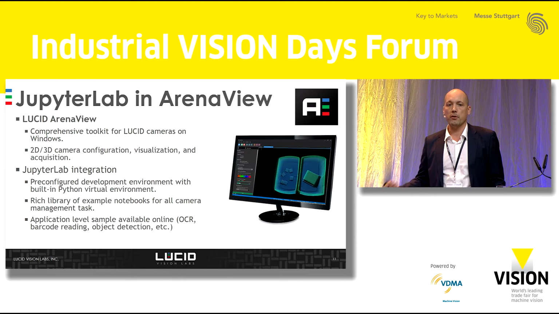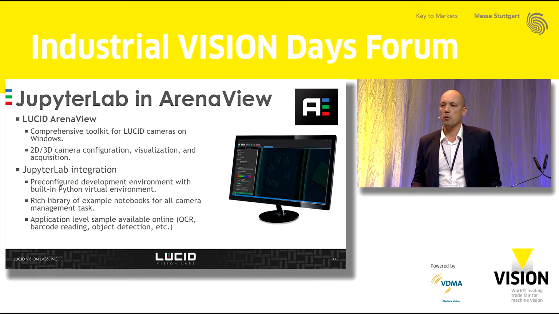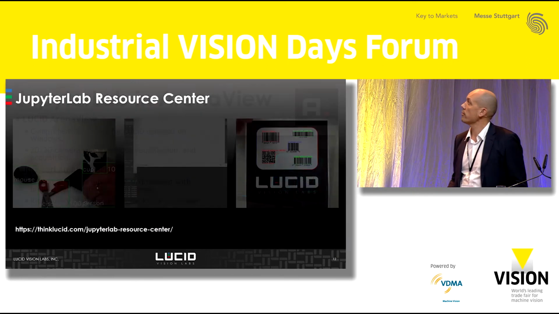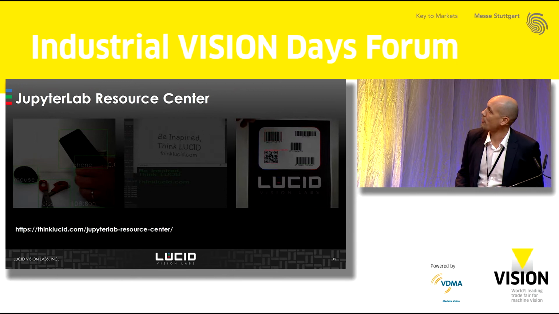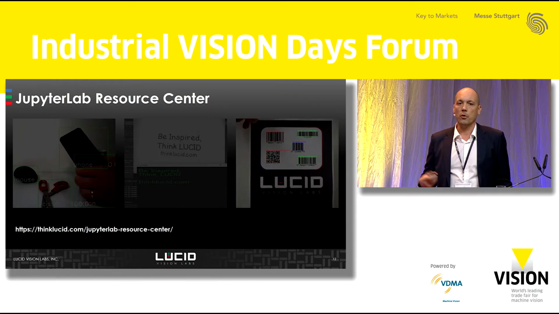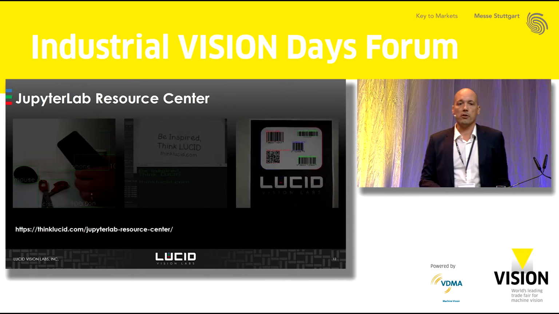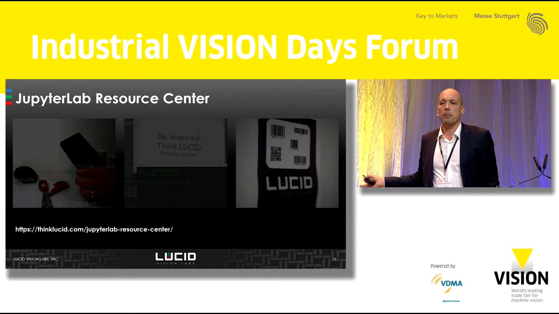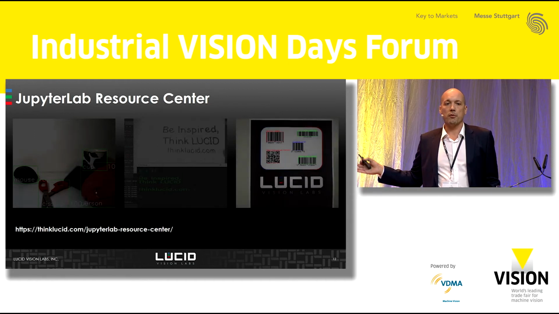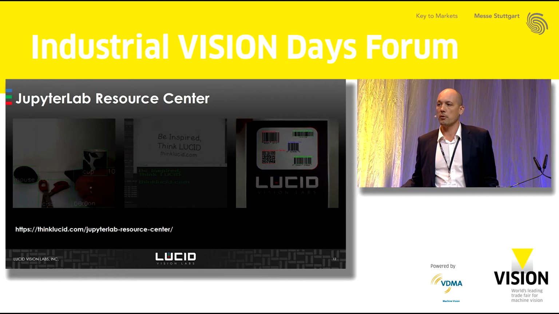And we propose to augment this with application-level examples that are available on our website for typical machine vision tasks, such as, it's a bit dark, sorry for this, AI-based object detection, OCR, or 1D and 2D barcode reading. Those examples are available for download on our website with no license at all. They are just using open source libraries.